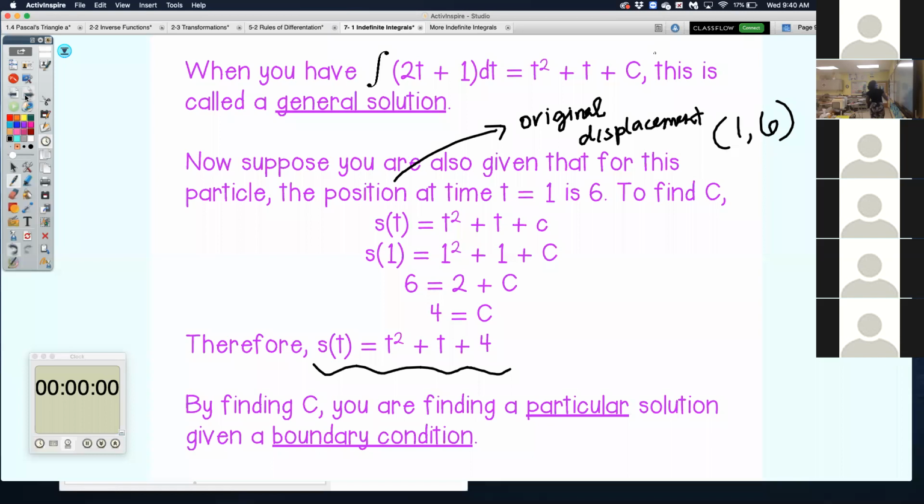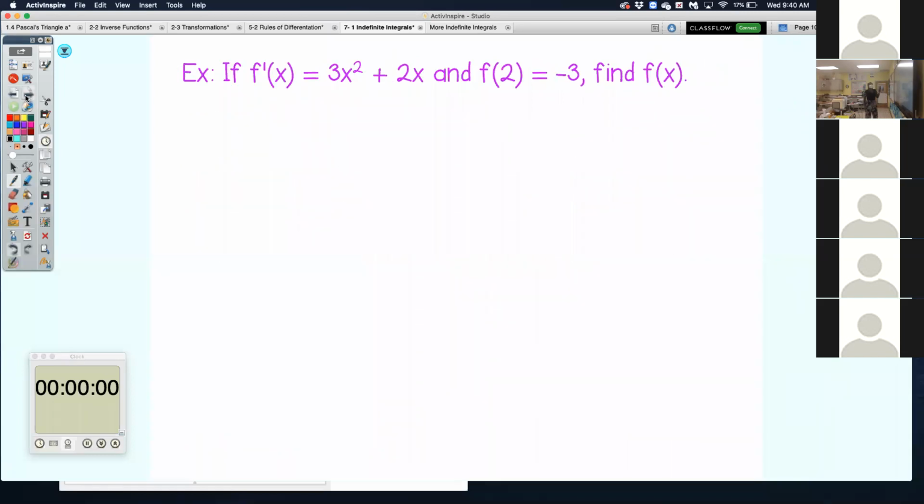So here's an example. If f prime of x equals 3x squared plus 2x, and f of 2 equals -3, we need to find f of x. Remember, f of x represents our original function. F prime of x represents our derivative. So to find our original function, again, we're going backwards. The process of going backwards is integration.